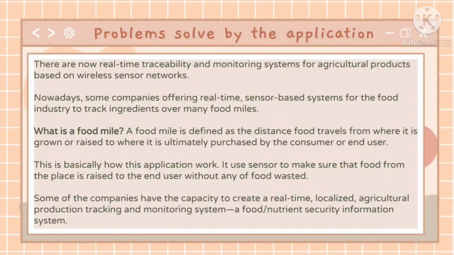This is basically how this application works. It uses sensors to make sure that food goes from the place it is raised to the end user without any food wasted. Some of the companies have the capacity to create a real-time localized agricultural production, tracking and monitoring system, a food or nutrient security information system.